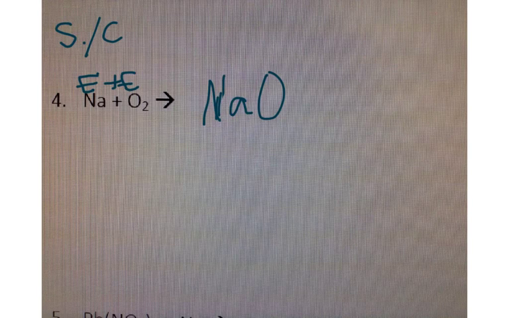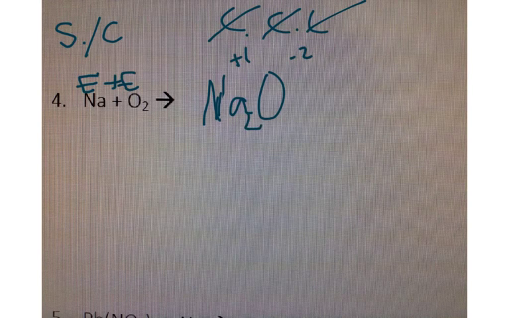Notice that I did not carry over that 2 for that oxygen, and the reason is because whenever you create something new, you do not carry over the subscripts. I made a new compound, so I'm going to have to worry about my CCC. I've already done my compound. Now I need to worry about my charges. Sodium's charge, when it is in an ionic compound, is a +1. Oxygen is a -2. And then my last C is crisscross. So I'm going to get Na2O.